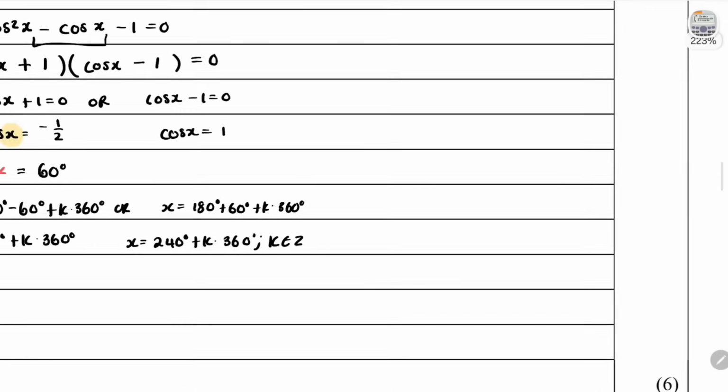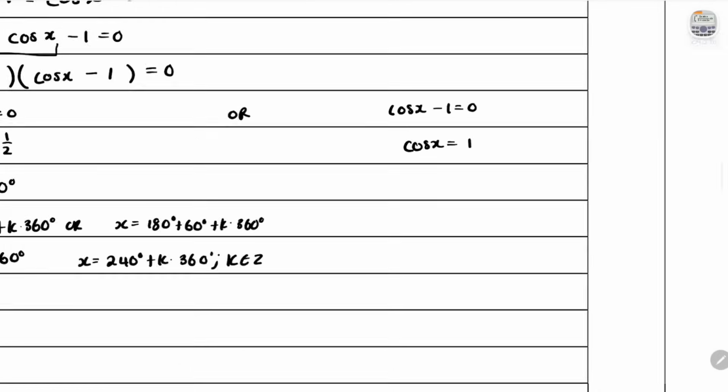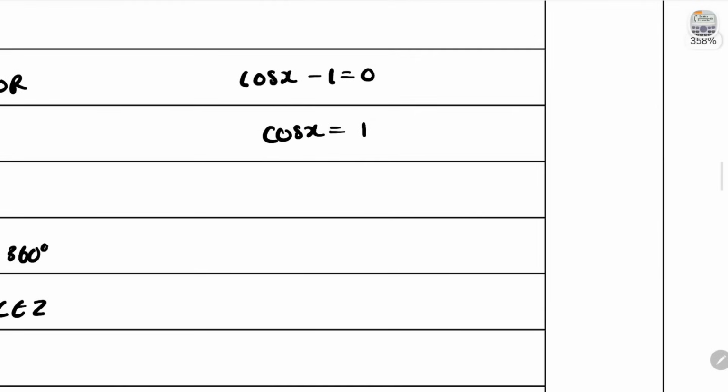Okay, moving on to the second equation. The reference angle here, we need to find the reference angle as well. Where is cos x equal to 1? We know that cos x is equal to 1 at 0 degrees. Okay, that's the reference angle that we'll have there.